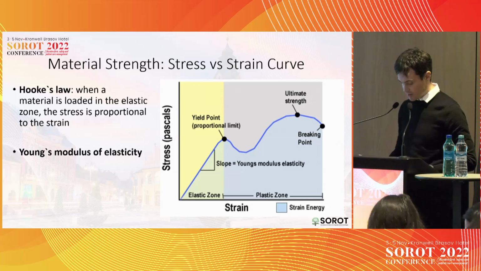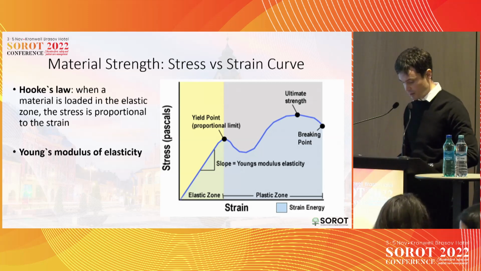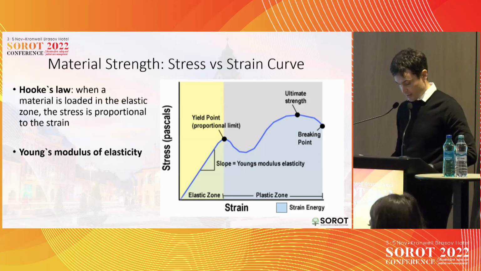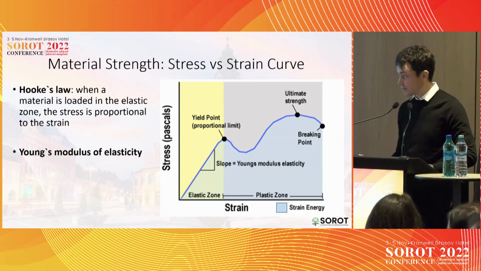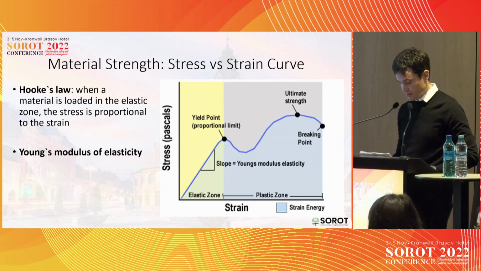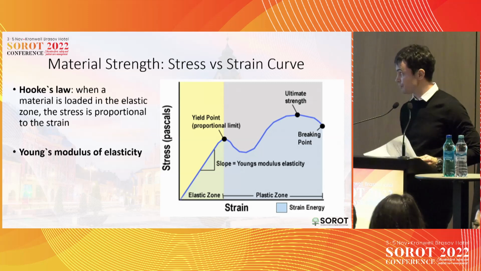The ultimate strength is defined as the load to failure, and then we have the two laws important to understand, Hooke's law and Young's modulus of elasticity. Hooke's law states that when a material is loaded in the elastic zone, the stress is proportional to the strain. And Young's modulus of elasticity measures the stiffness of a material in the elastic zone, calculated by measuring the slope of the stress-strain curve in the elastic zone. So a higher modulus of elasticity indicates a stiffer material.